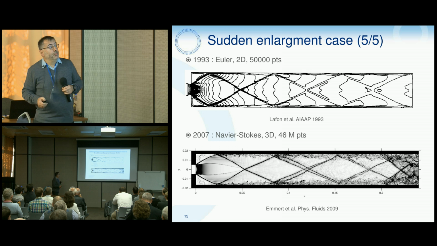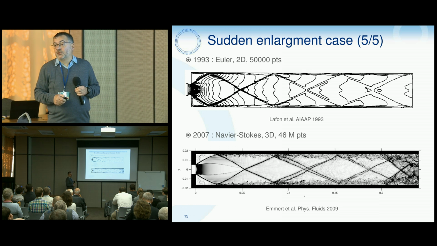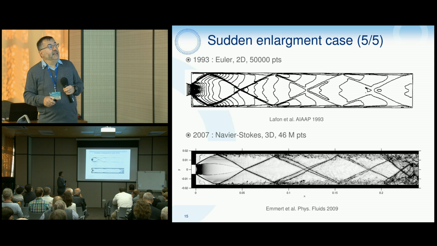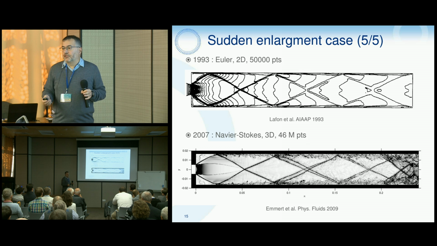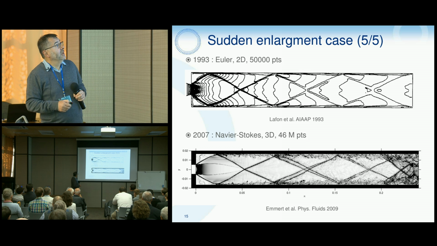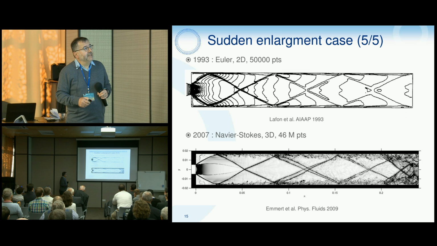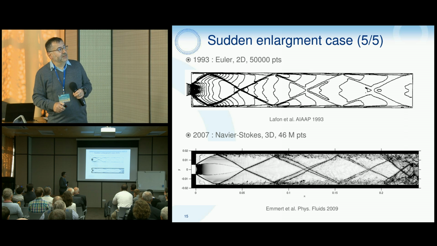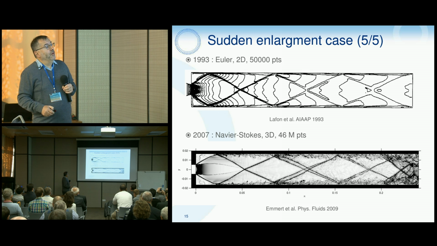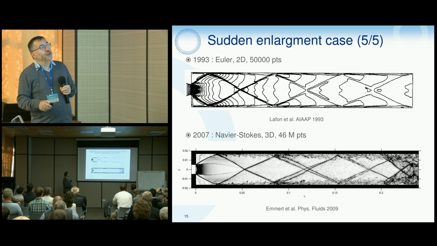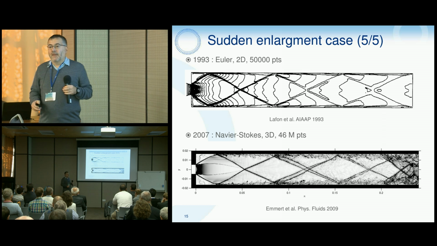From a historical point of view, we first computed this case in '93. It was only with an Euler solver, a TVD-R10 Euler solver, with only 50,000 points. And in 2007, we used Navier-Stokes in 3D with 20 million points. So, for example, here we obtain only stationary results.